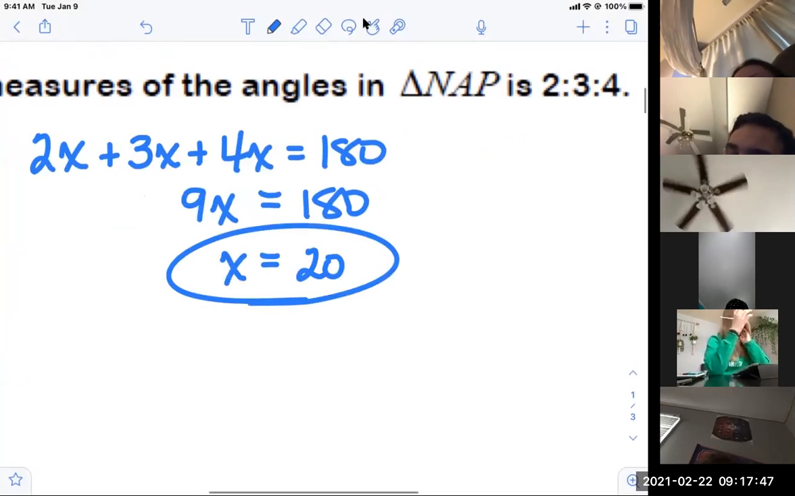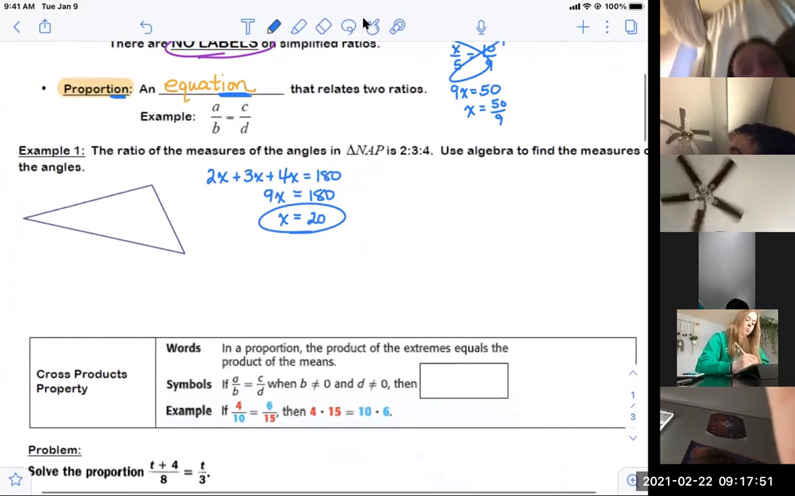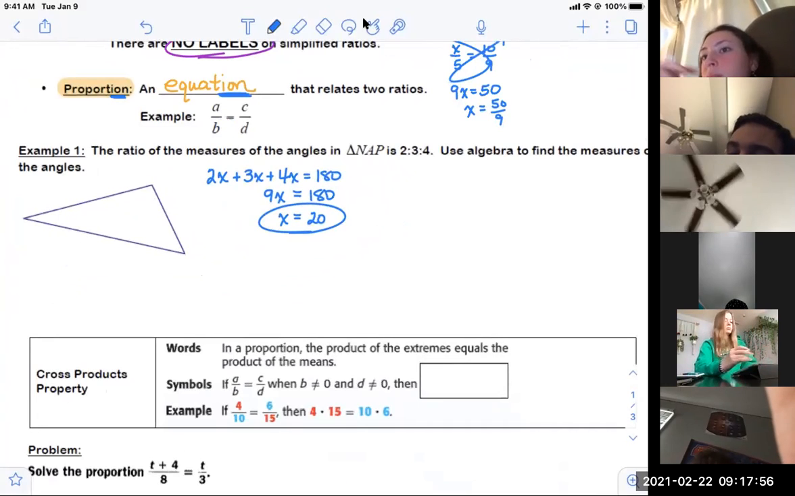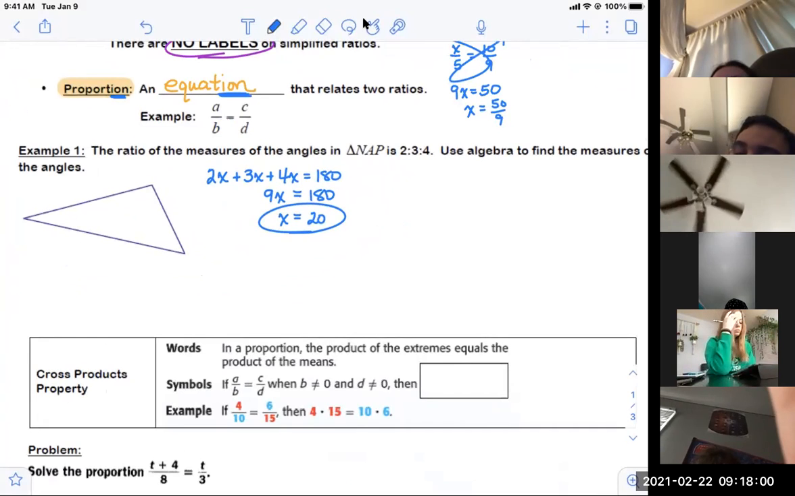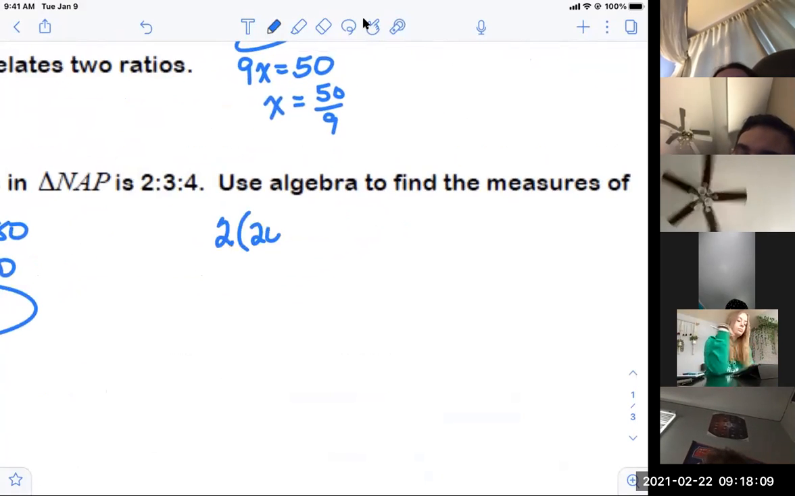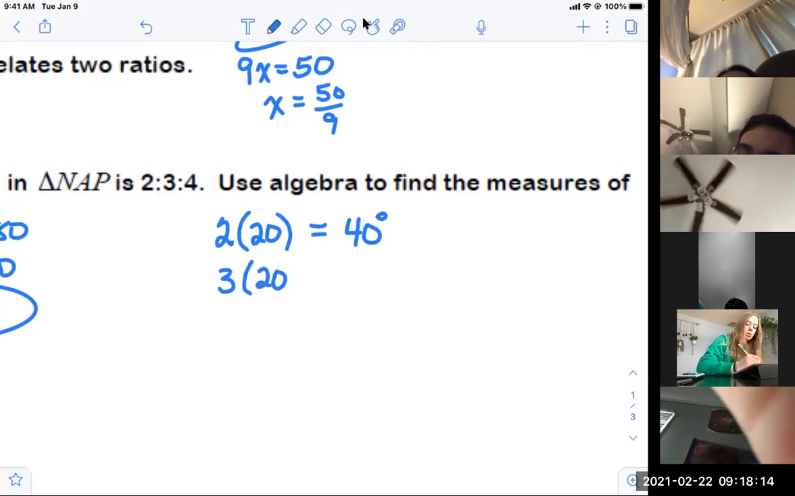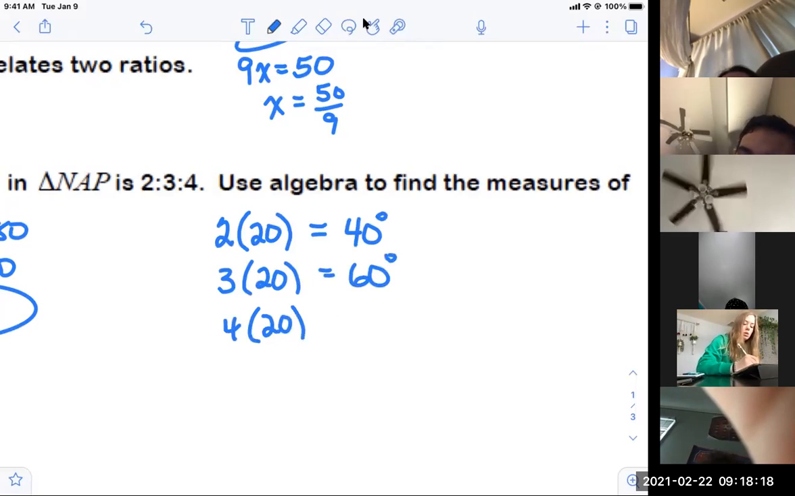X is 20. Okay, have we answered the question? Did we? You need to multiply 2 times 20, 3 times 20, 4 times 20. Yeah, so to find the actual angle measures, we're going to need to multiply by 2, which would give us 40 degrees, by 3 will give us 60 degrees, and by 4 will give us 80 degrees.